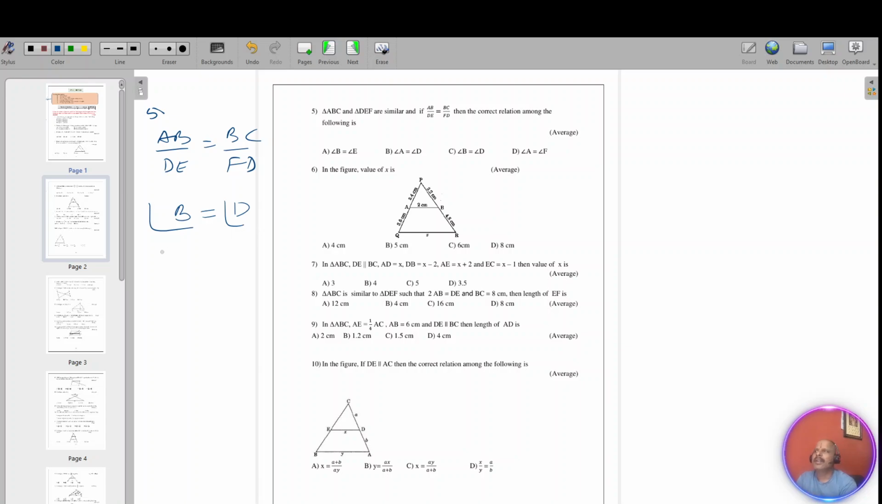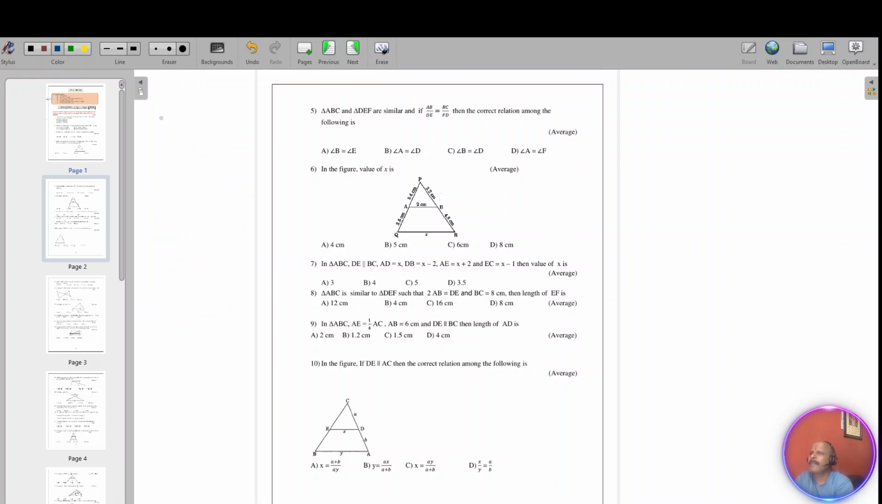This is the correct correspondence. What about the others remaining? A, E and C, F. This is the correct relation. Which among them is coming? You just pick it. B equal to D is the correct one. This is a very important concept. We'll see the sixth one.